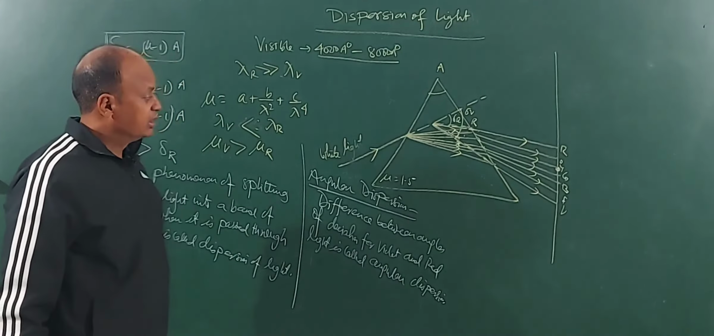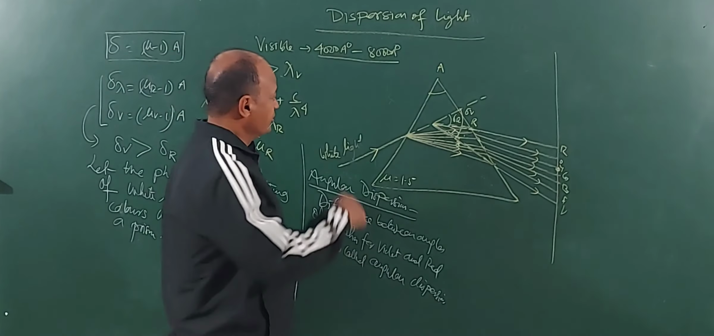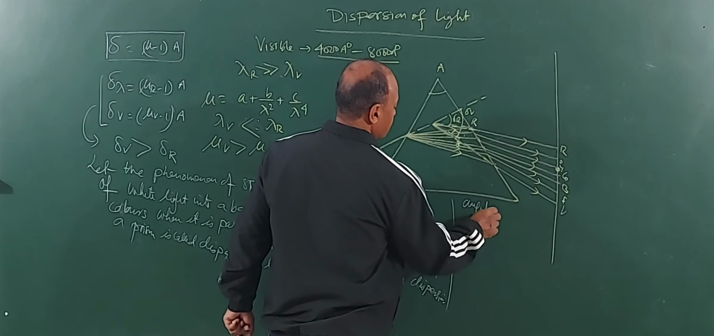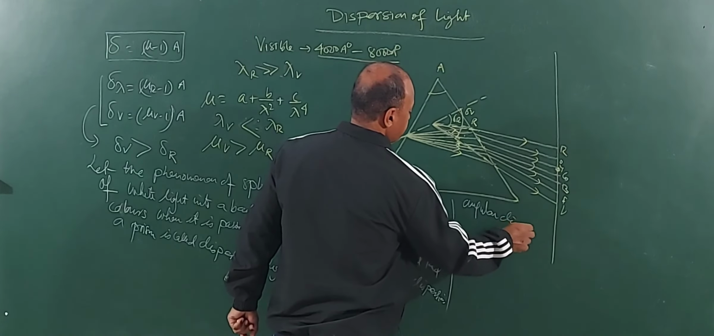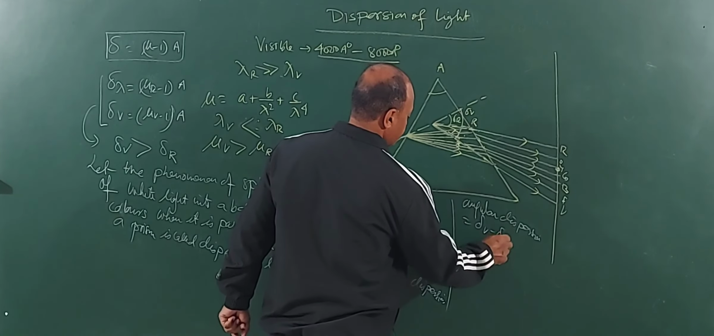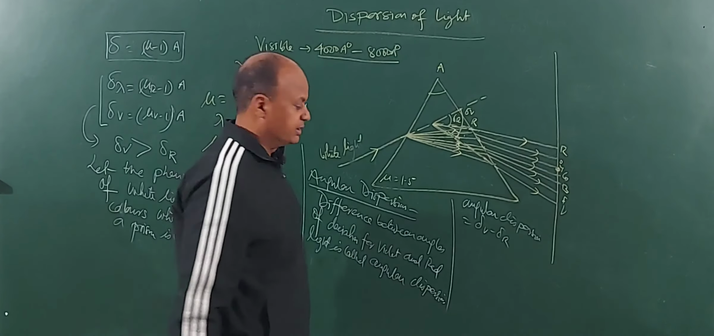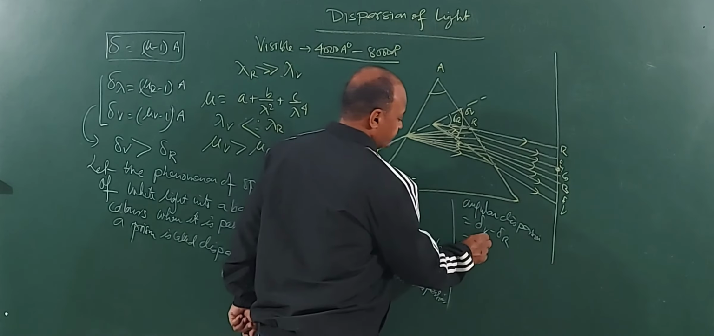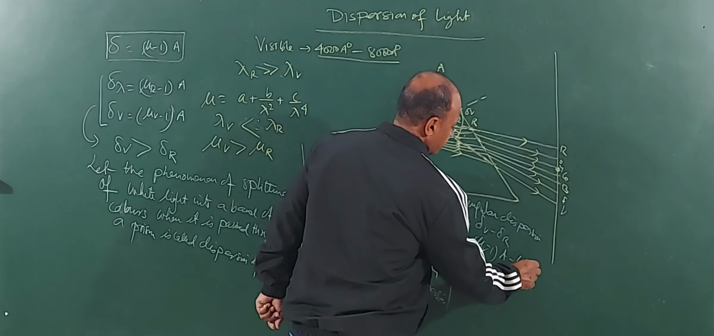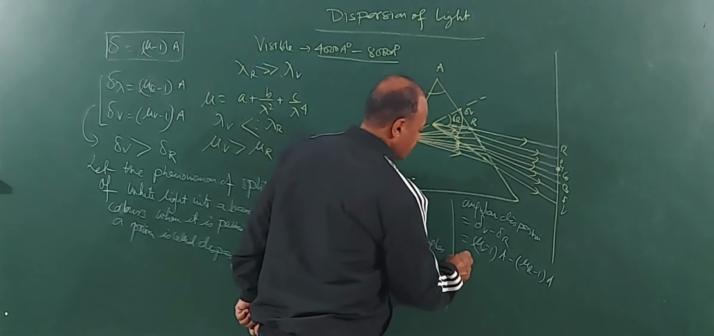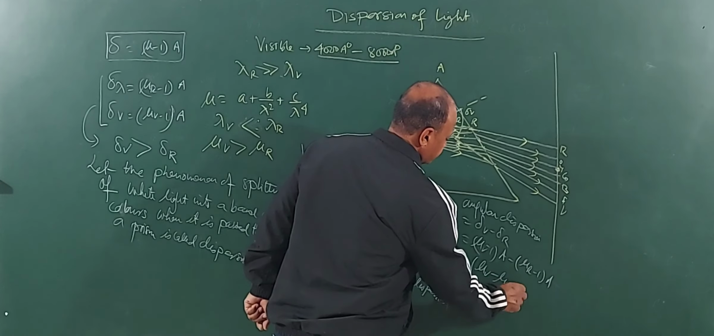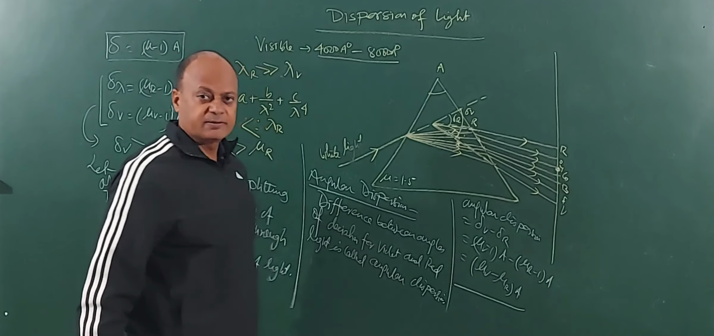Clear, children? So, if I have to calculate angular dispersion here, how much will that be? Angular dispersion will be angular deviation for violet minus angular deviation for red. Clear? For violet it will be (mu v minus 1) into A, minus (mu r minus 1) into A. If you solve, it will be (mu v minus mu r) into A. So, this is the angular dispersion.